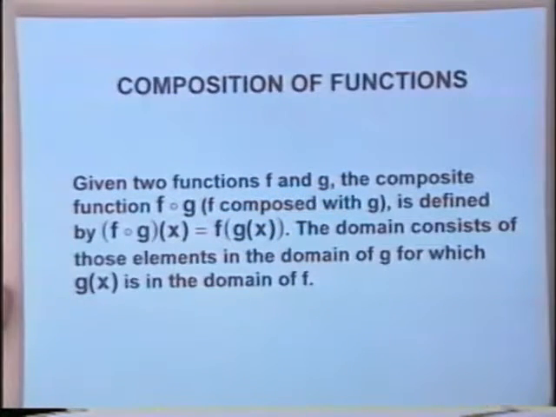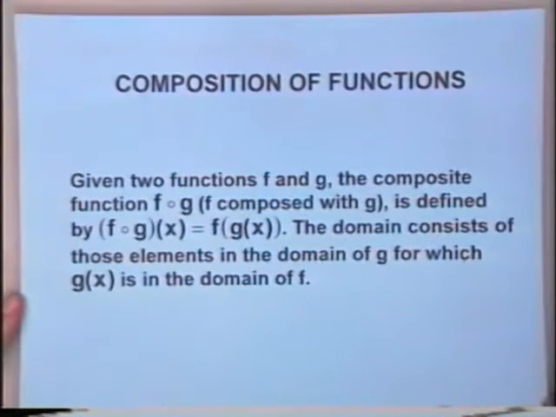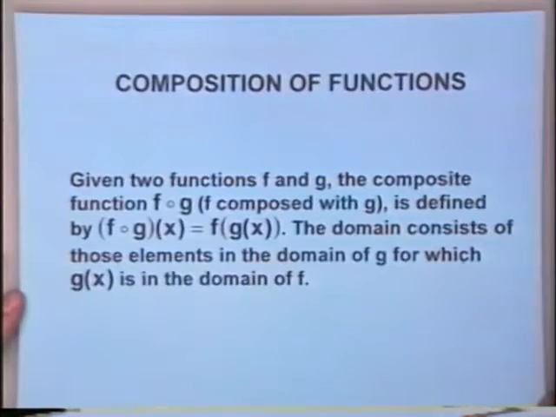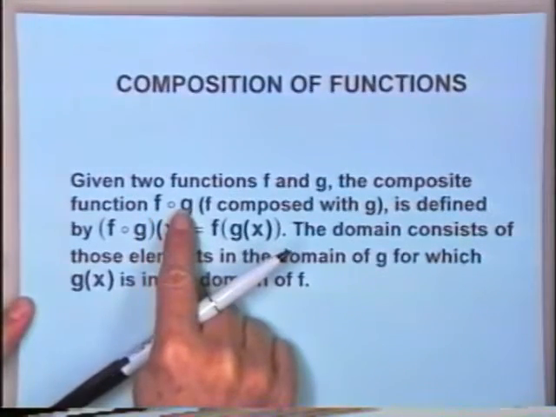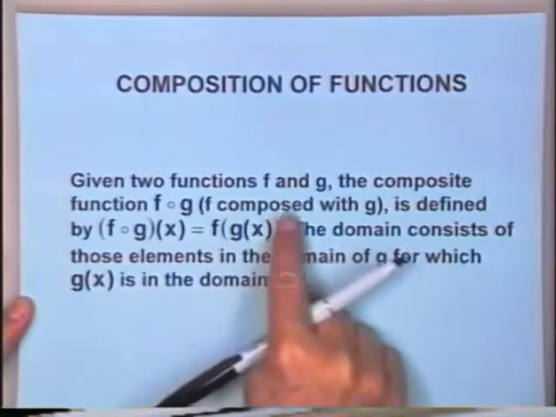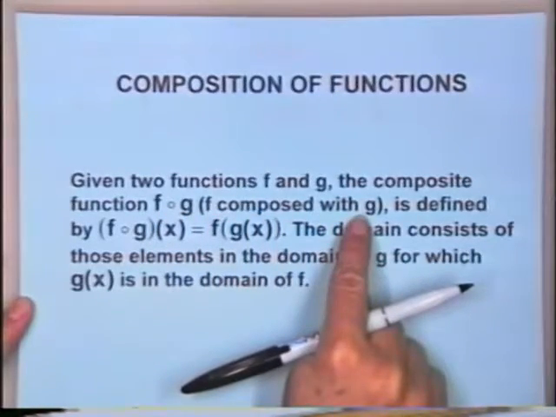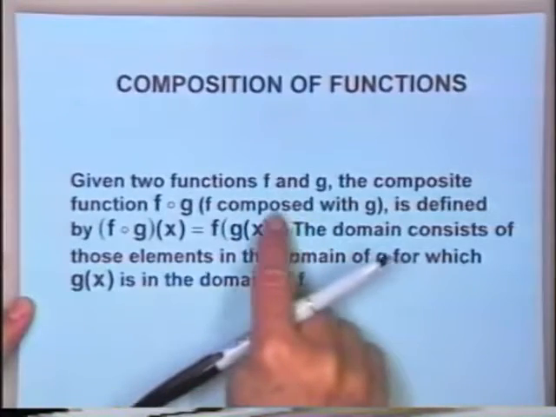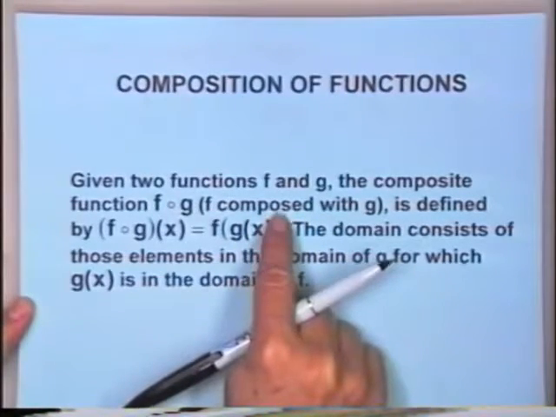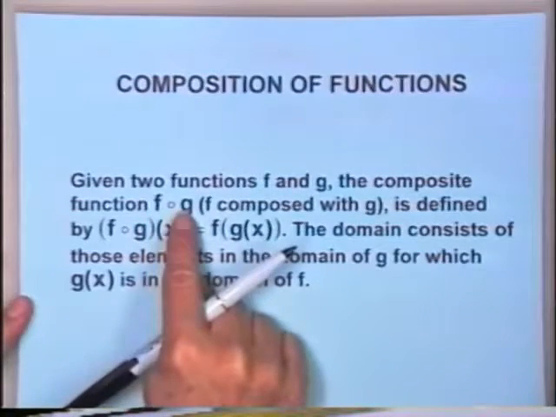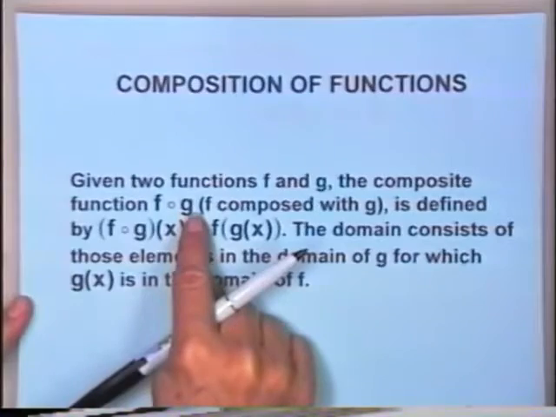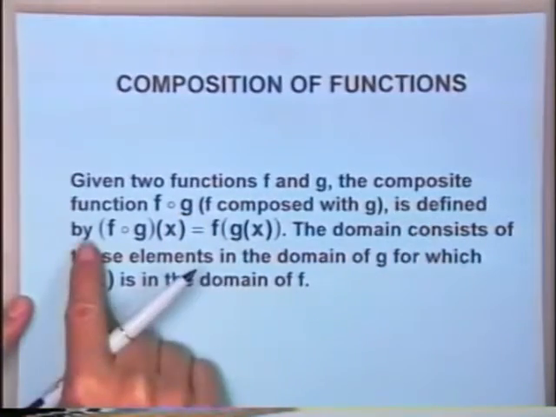Composition of functions. Given two functions f and g, the composite function, sometimes we read that f circle g, just like it looks. Another way to read that is f composed with g. This is probably the more technically correct way to say it, but we get lazy and it's just so easy to say f circle g, so you'll hear me saying that a lot, meaning the composition. So f circle g, the composition, f composed with g, is defined by.